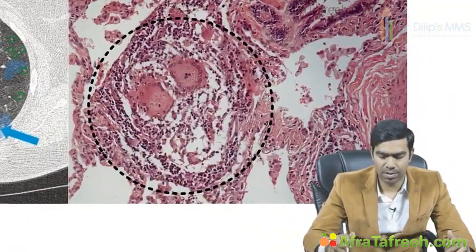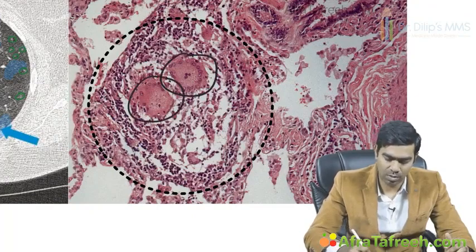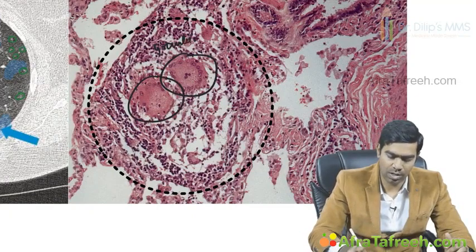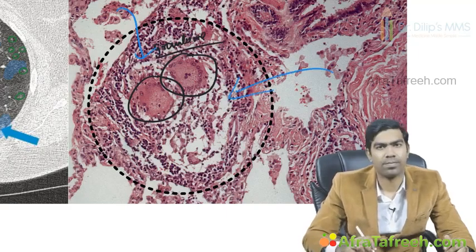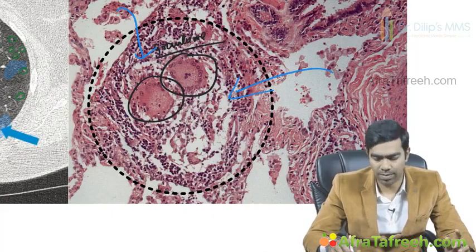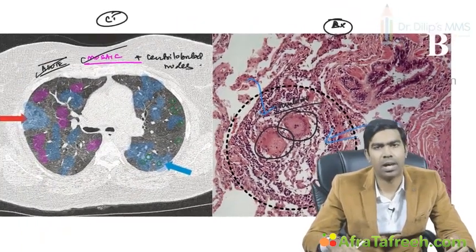And this is the biopsy picture where you can see a granuloma. There are two granulomas here. These are loose granulomas, typically seen near the bronchiole. This is a typical biopsy picture of a hypersensitivity pneumonitis.